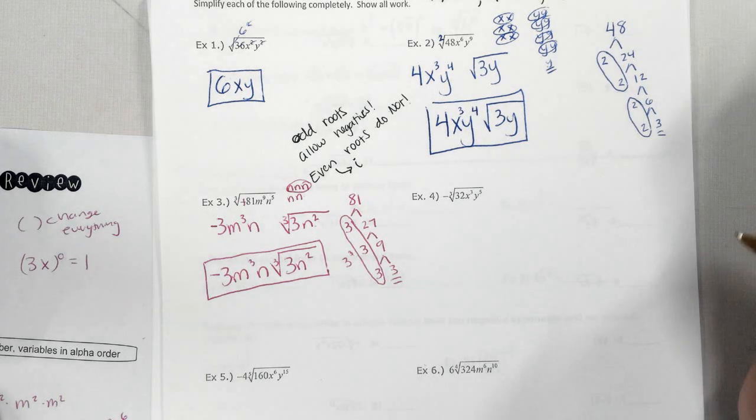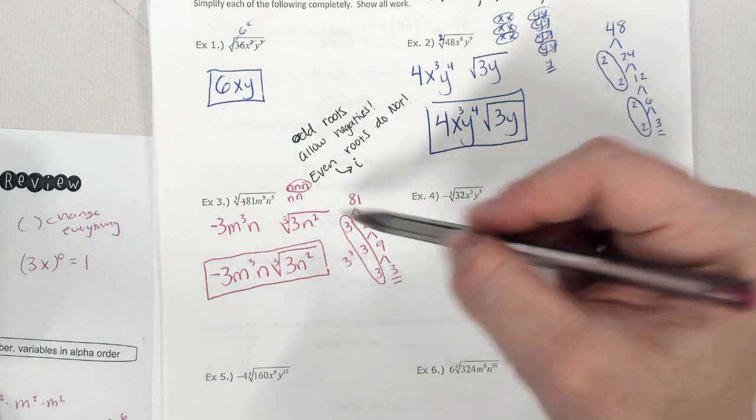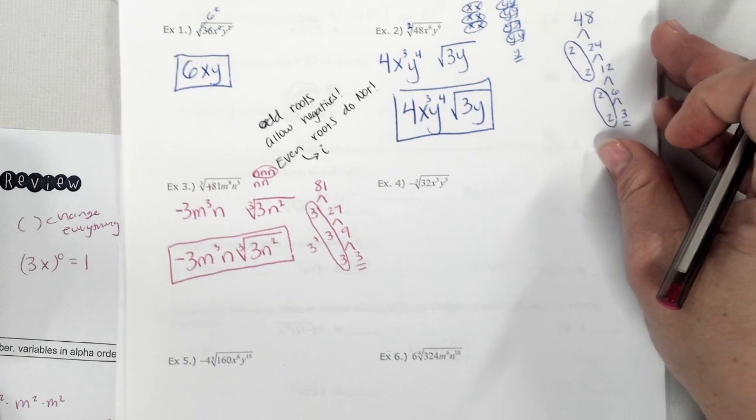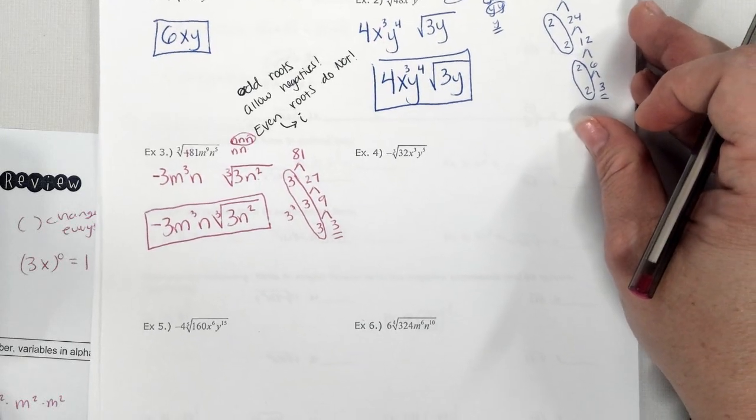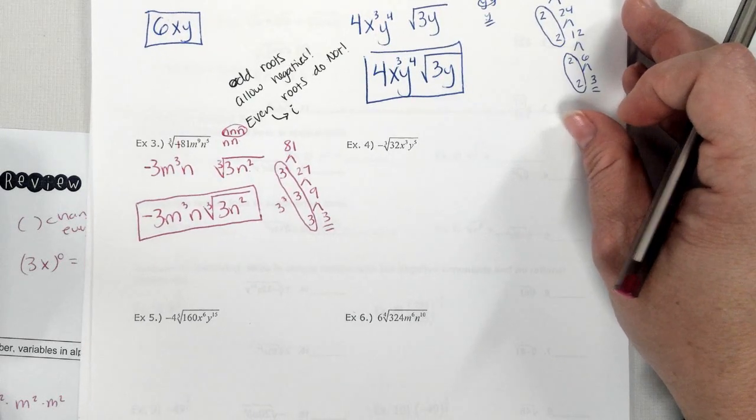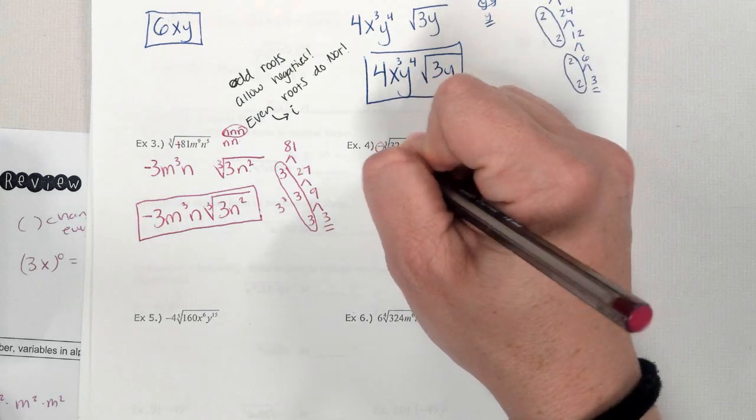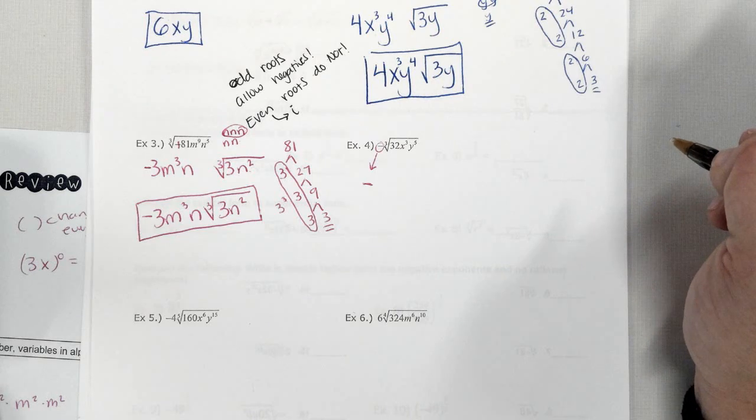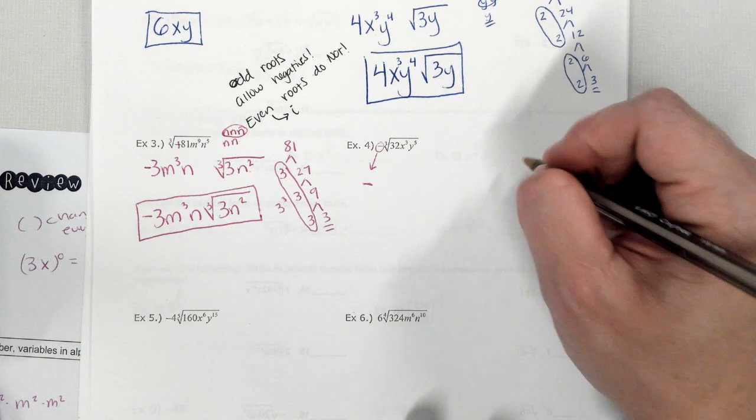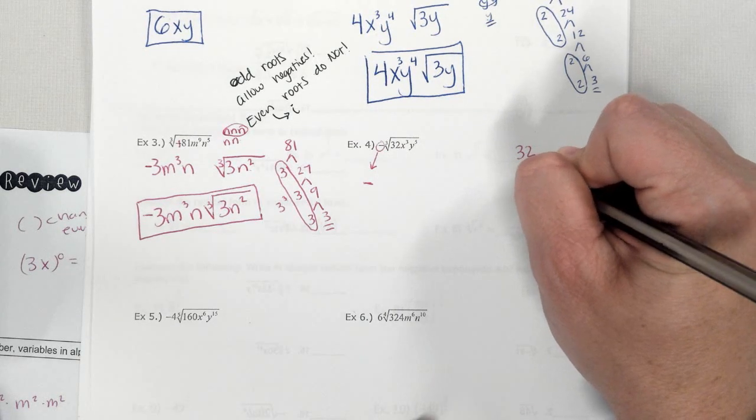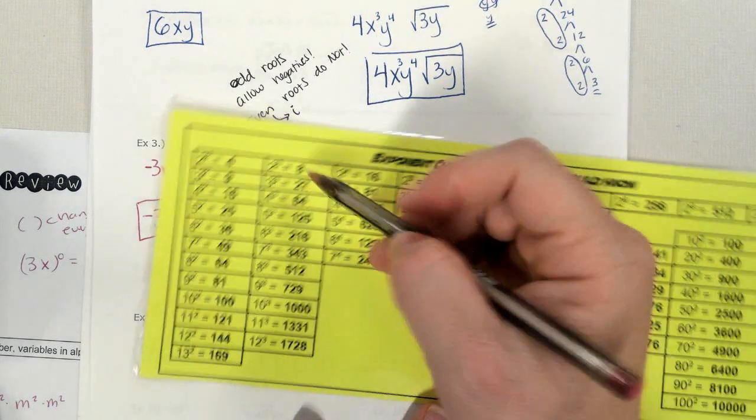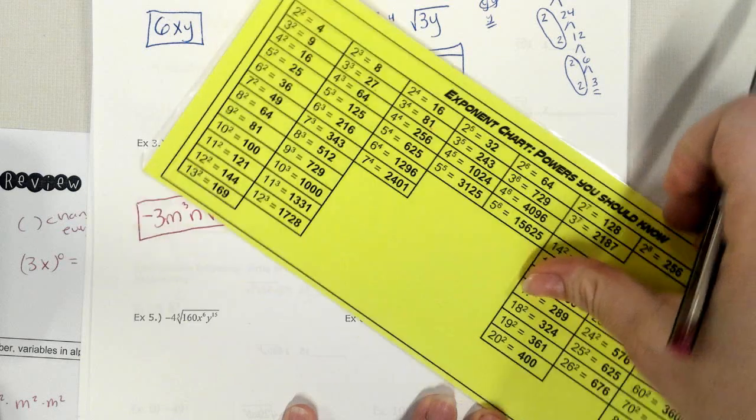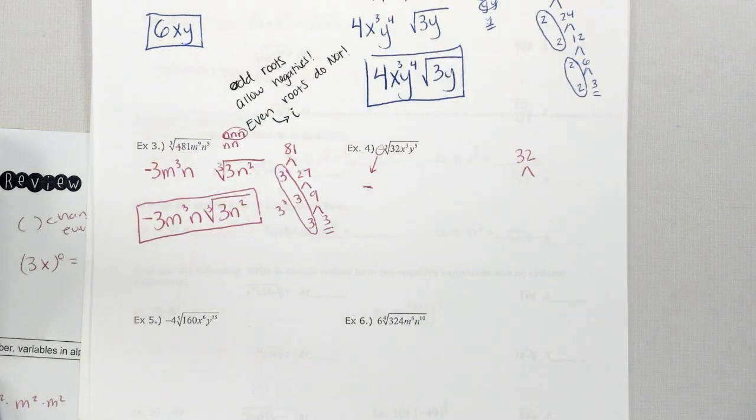Sounds good. Any questions with that? Okay, so let's try number 4. Now the difference here is you have a negative in front already, so let's bring that down, because if you're like me, you're going to forget about it if you don't. So we have 32, which if you needed to check is not a perfect cube. Okay, 8, 27, 64, not a 32. Okay, so we do have to break it down.